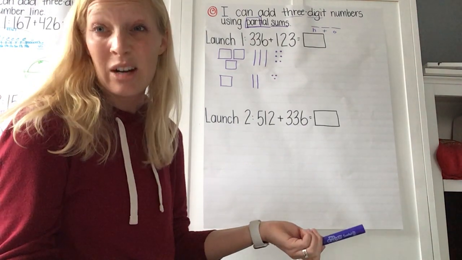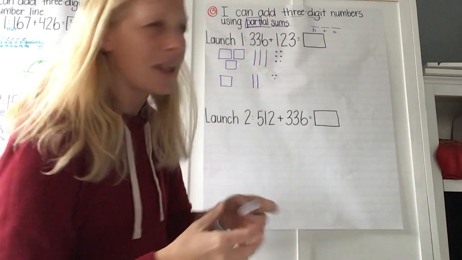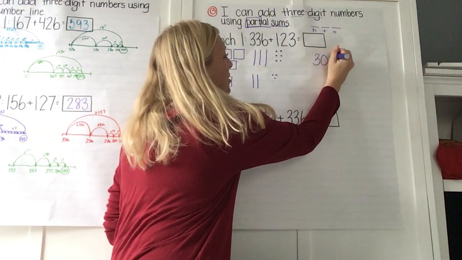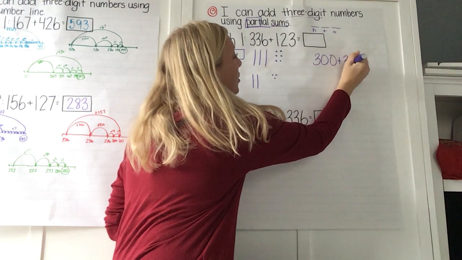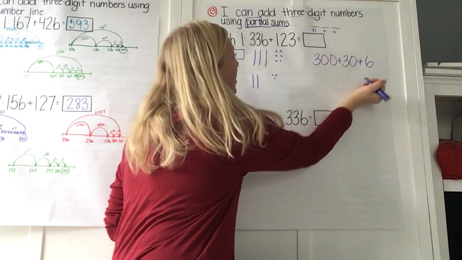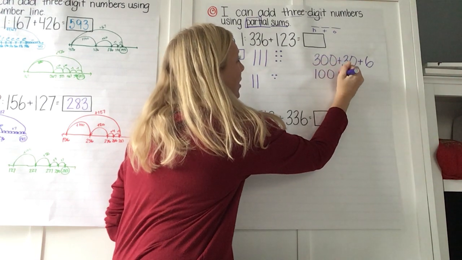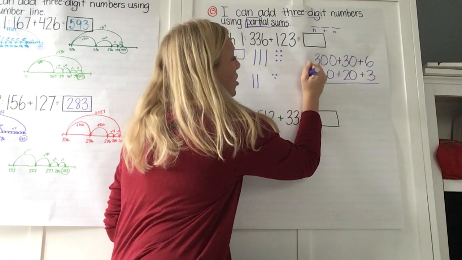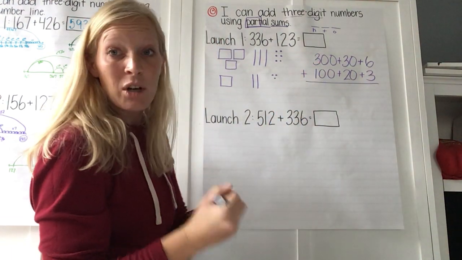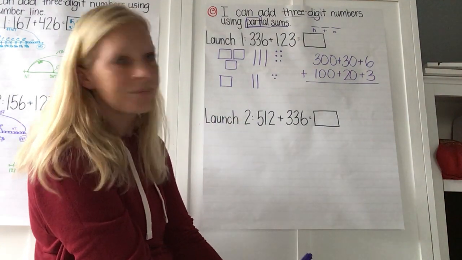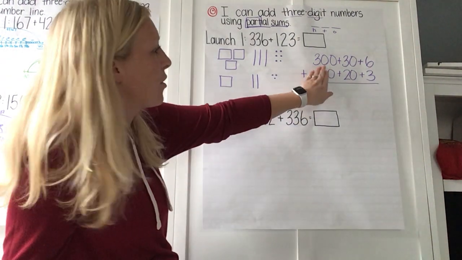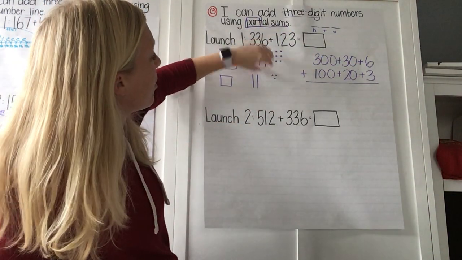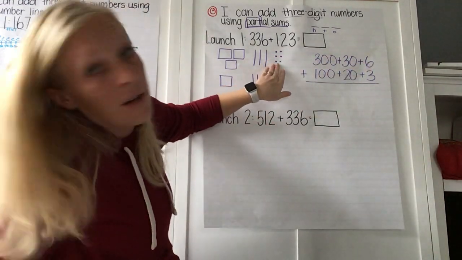Then you might not have to do it during your independent practice because you're seeing what that looks like. My first friend wrote out their partial sums like this: 300 plus 30 plus 6, and 100 plus 20 plus 3. What do you notice about those two numbers? And maybe what do you notice about how that connects to our base 10? We have our 300, and there's our 300 here. Our 30, our 30. Our 6, our 6.